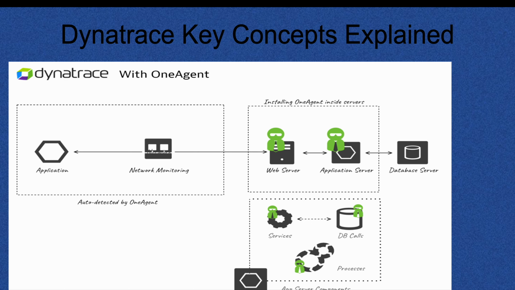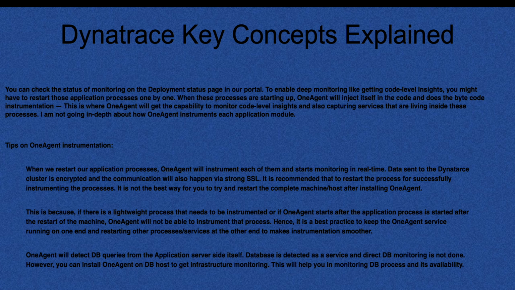I showed you without the agent, now with the agent, how it looks. Your application and network monitoring are auto-detected by the agent. So the application will be detected, and network monitoring will be detected inside the server. This is auto-detected by OneAgent, and then you can see here the web server, application server, services, DB calls, everything is being monitored, and you will see that further.